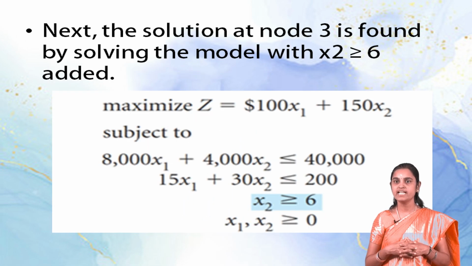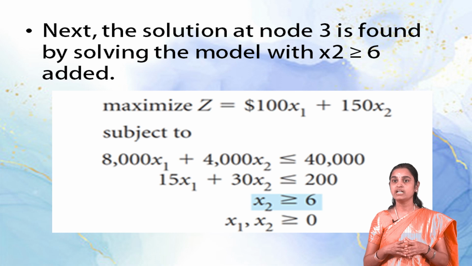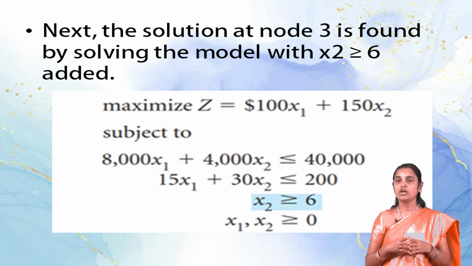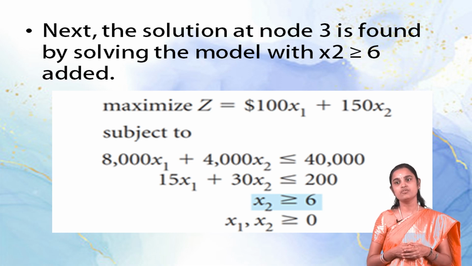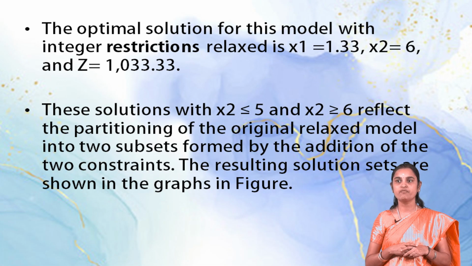Next, the solution at node 3 is found by solving the model with x2 greater than or equal to 6 added. Maximize z is the same objective function, subject to the first two constraints remaining the same, where x2 is greater than or equal to 6, and x1, x2 greater than or equal to 0. The optimal solution for this model with integer restriction relaxed is x1 equal to 1.33 and x2 equal to 6 and z equal to 1033.33. These solutions with x2 less than or equal to 5 and x2 greater than or equal to 6 reflect the partitioning of the original relaxed model into two subsets formed by the addition of the two constraints.